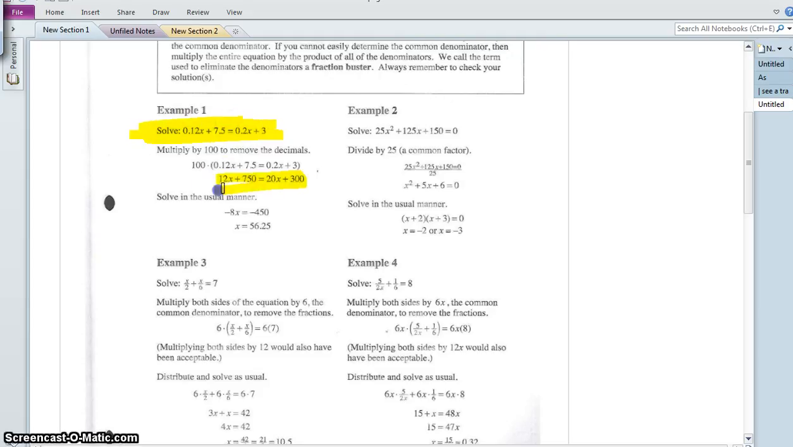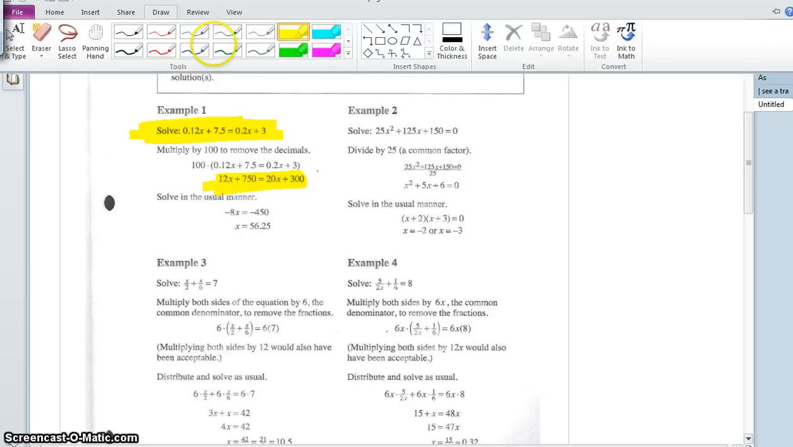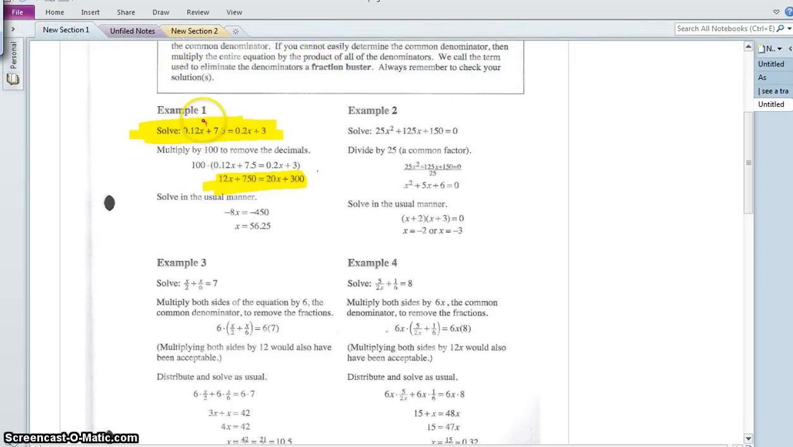So example 1 here shows 12 hundredths x plus 7.5 minus 2 hundredths x, equals 2 hundredths x plus 3. Well, I certainly know how to add and subtract decimals, and so do you, and we could continue to do that, but it's much easier to deal with the equation 12x plus 750 equals 20x plus 300, and we can get to that result by multiplying every term in the equation by 100, which will turn this into 12x.